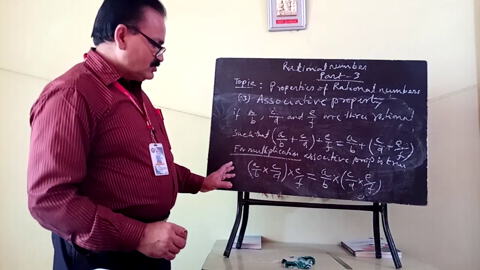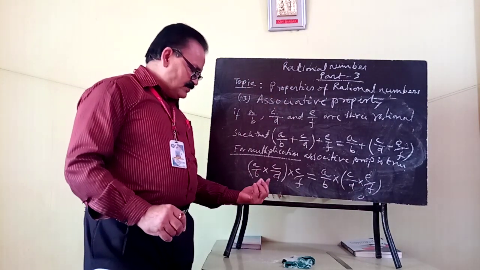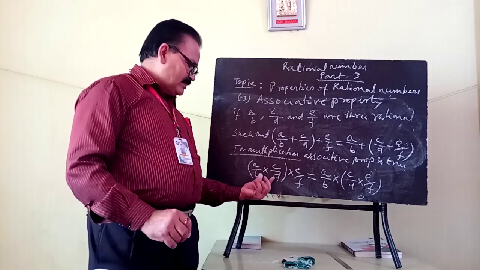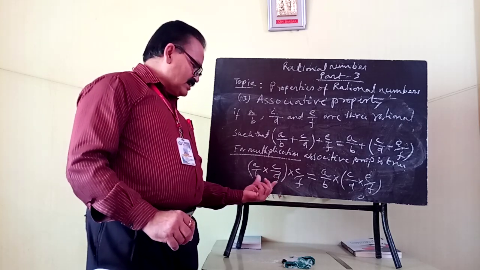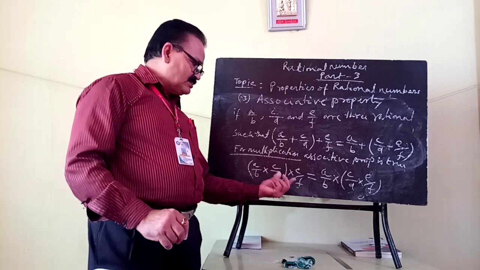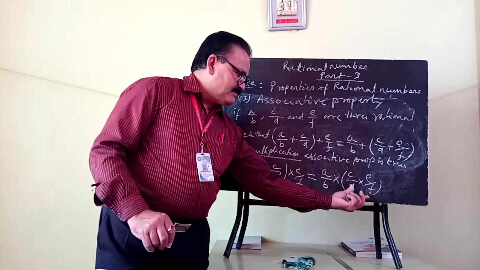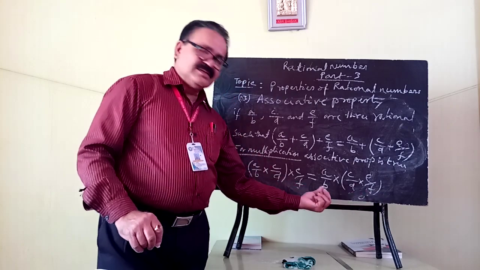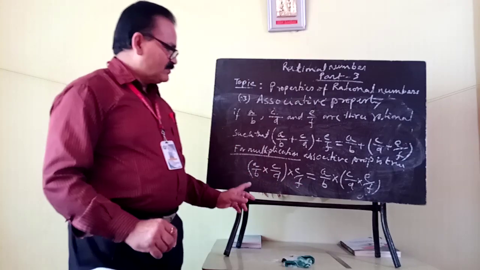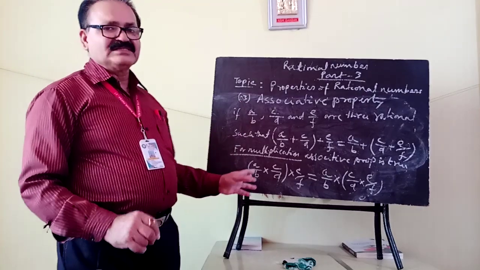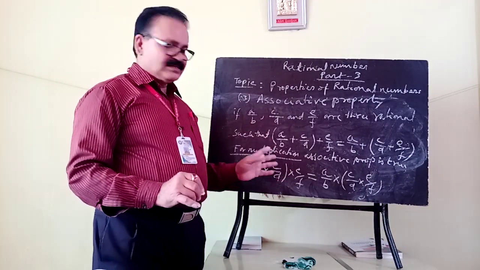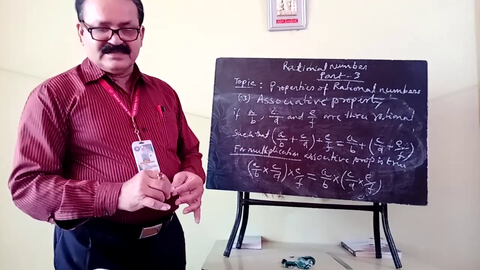Okay, so the answer of the multiplication of the product of first and second with the third will be the same as when the product of second and third is multiplied with the first. That means the associative property is also true for multiplication. Okay, you have got it.